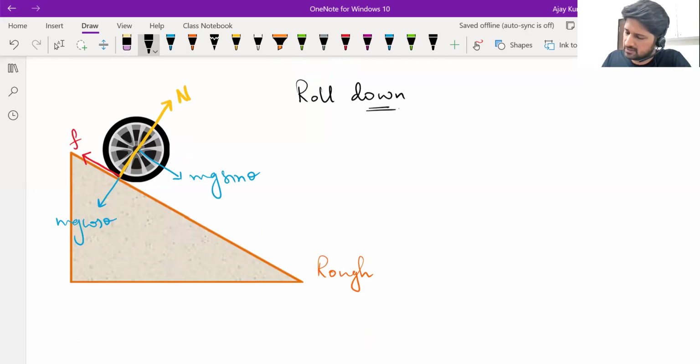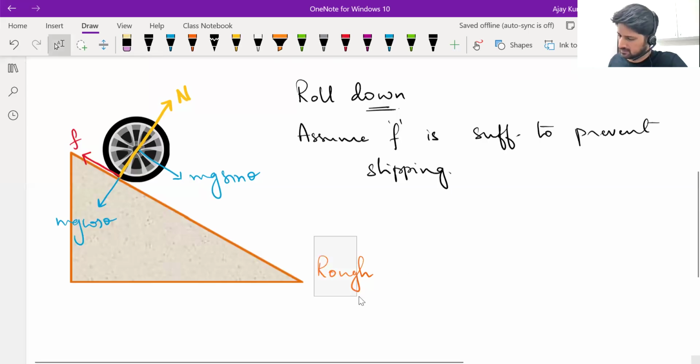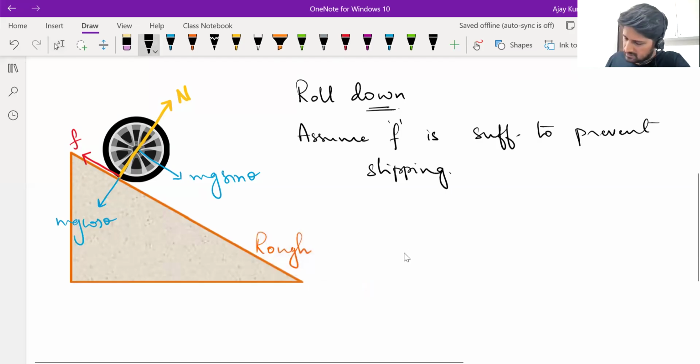Now we'll make an assumption here. Assume friction is sufficient to prevent slipping. That means friction enforces pure rolling. It makes pure rolling happen, so the point of contact does not slip. The angle of inclination is theta.